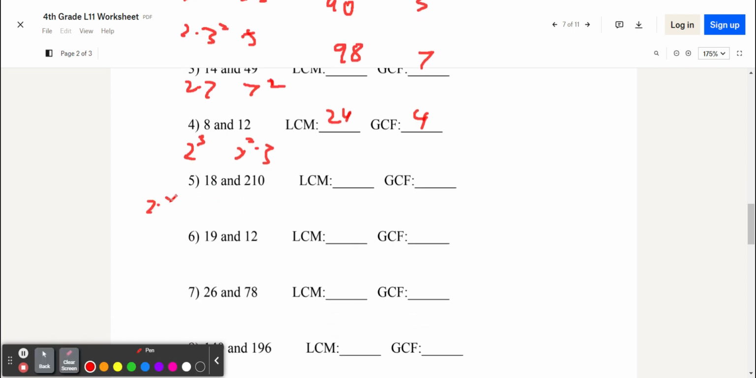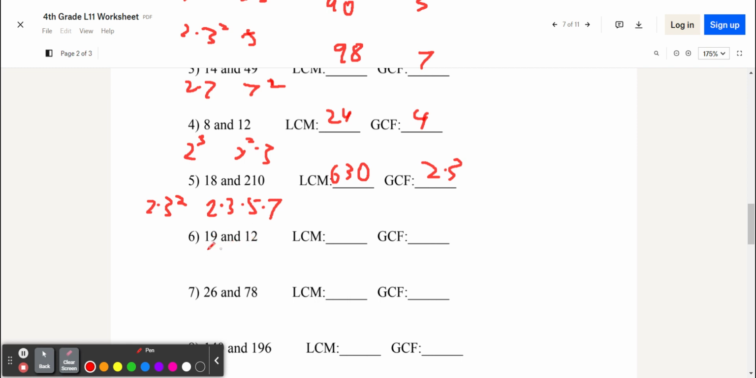18 is, as we previously said, 2 times 3 squared. 210 is, I believe, 2 times 3 times 5 times 7. So we can see their GCF. I'll just do that one first because it's easier. It would be 2 times 3 because that's what they share. And then their LCM will be 2 times 3 squared times 5 times 7, which is 210 times 3, if you notice, which will be 630.